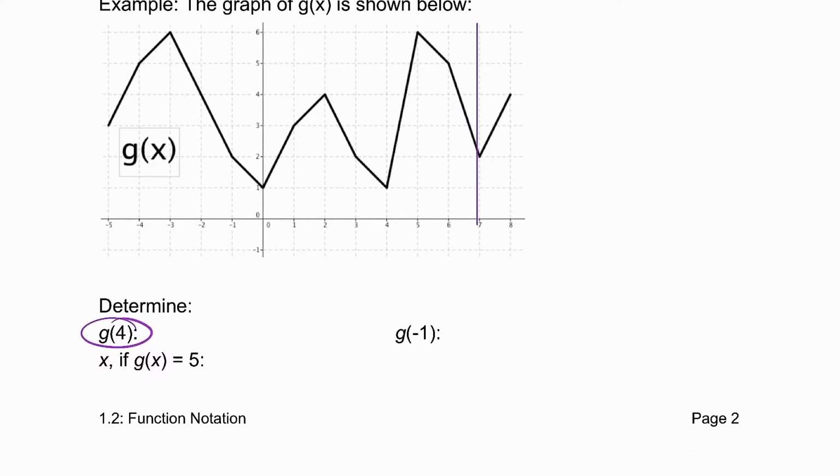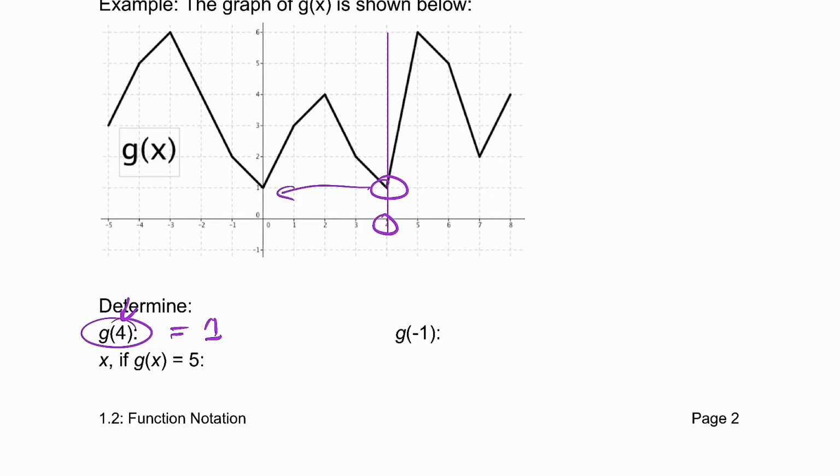What we're saying is that when x is 4, what is my answer, or what's the value of y? So we come across and discover where x is equal to 4, and we go up and find out where it intersects our line. In other words, what's the value of y when x is 4? We discover that it's this point here, and we see that y is actually 1. So g(4) is actually the value of 1.